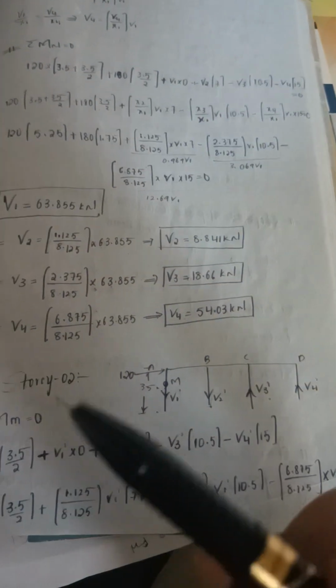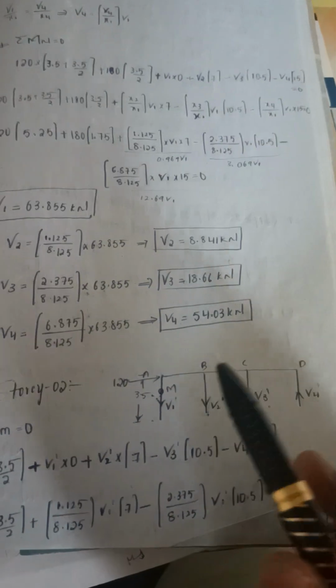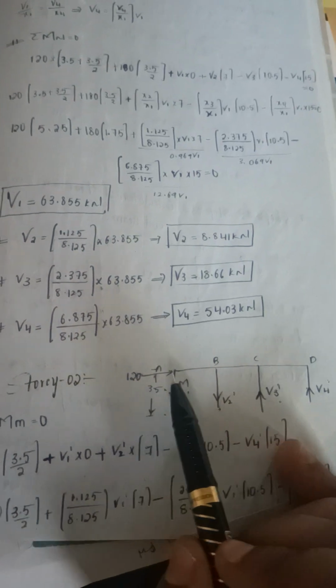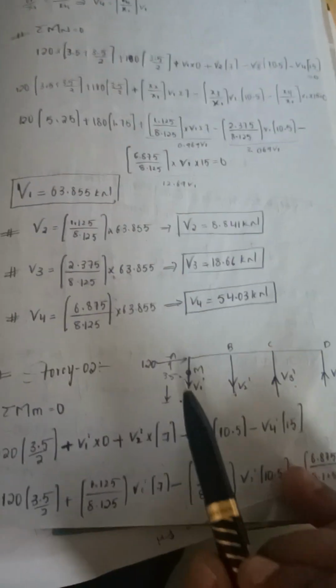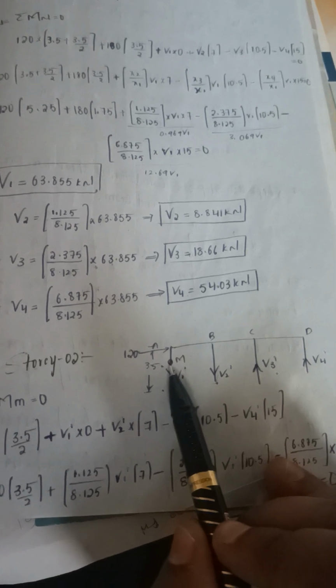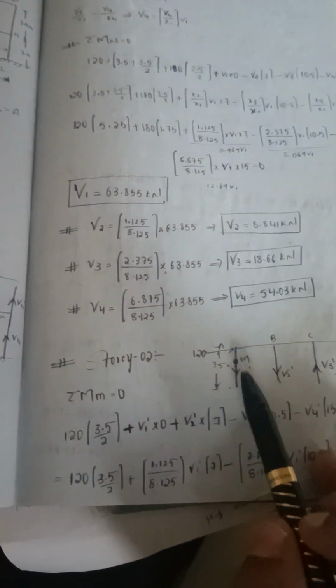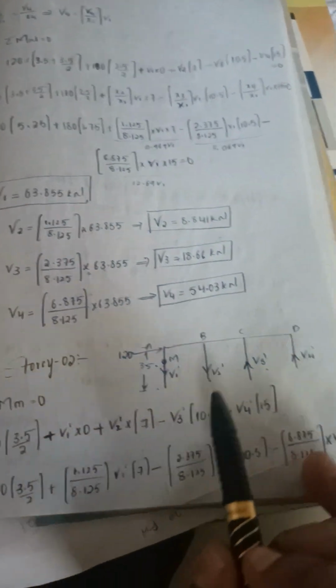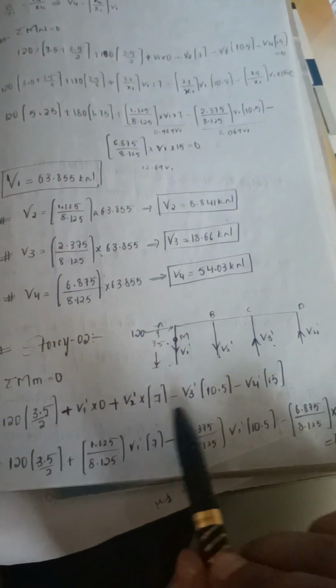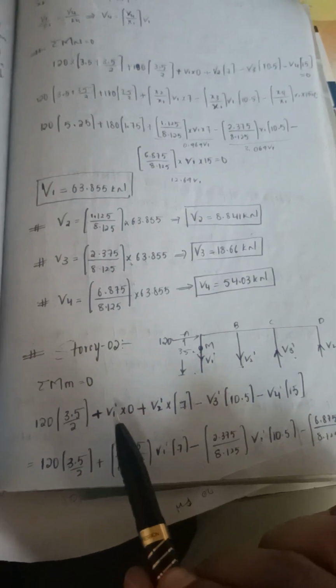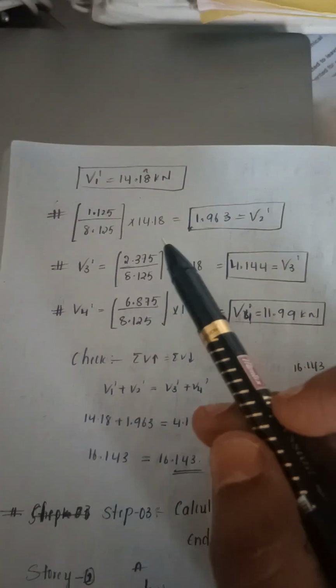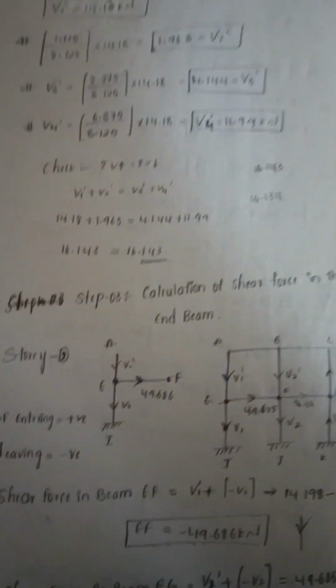So in story 1 we need to consider both the external forces. For story 2 only one external force is enough, 120, and V1 dash, V2 dash, V3 dash. So applying sigma M about M, the center of this column, we can find the V1 dash, V2 dash. We will get an expression in terms of V1 dash, V2 dash, V3 dash, V4 dash. So substituting V2 dash, V3 dash, V4 dash in terms of V1 dash, we will get an expression in terms of V1 dash, and then we can find the V1 dash value. Substituting these values, we can find V2 dash, V3 dash, V4 dash also.